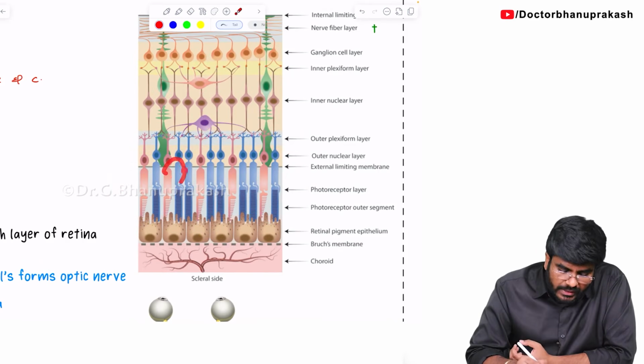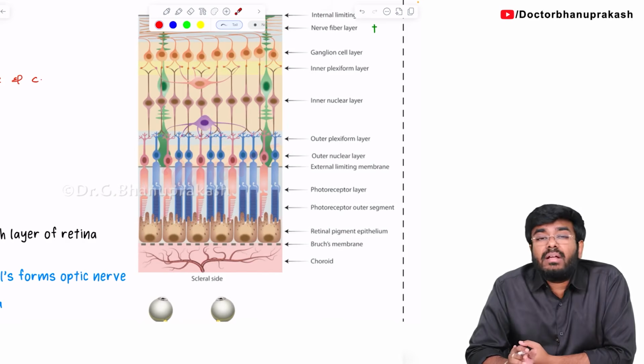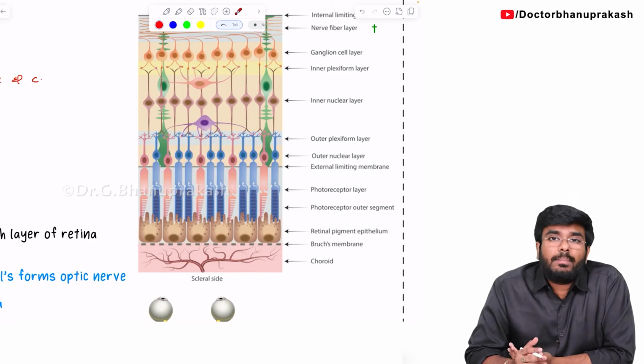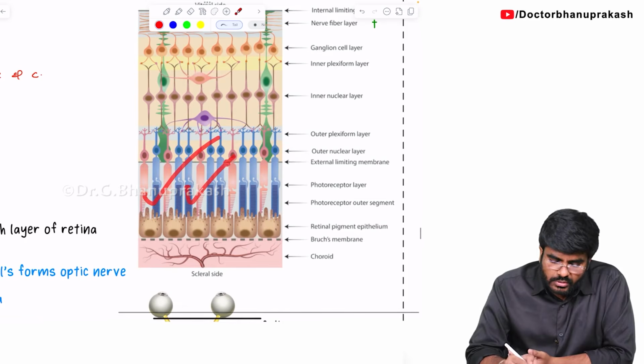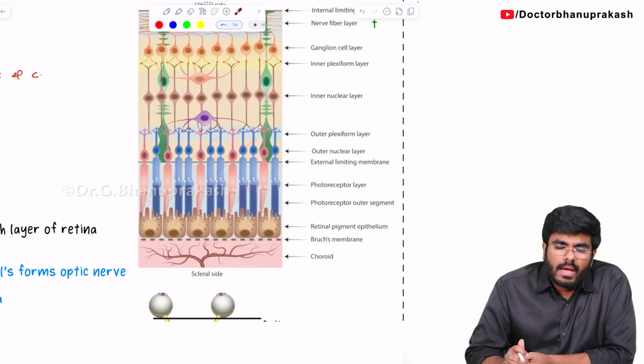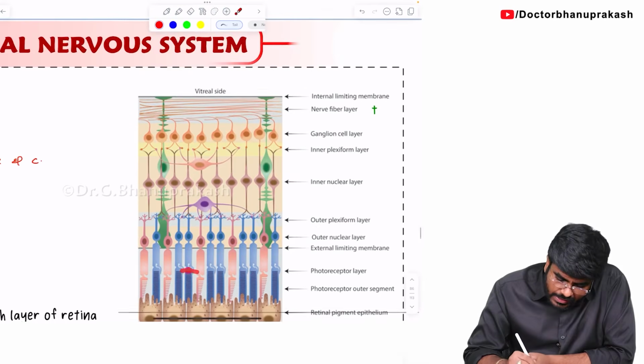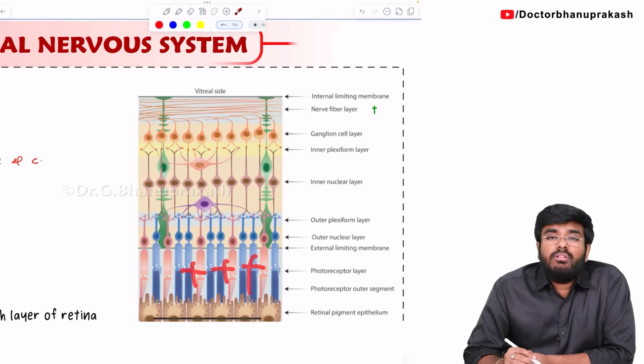Okay. Now they are going to take the light energy, and the light energy will be converted into electrical energy or electrical impulses in the rods and cones. So this is where the electricity is generated. Now once the action potentials are generated here, they will be propagated.